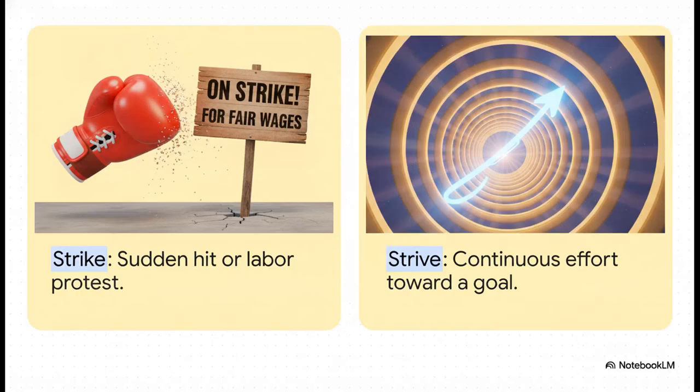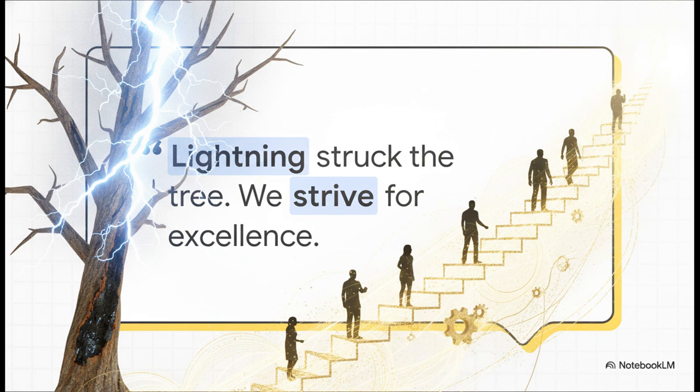Let's move to strike and strive. Strike carries a sudden impact or a collective, abrupt action. It's sharp and immediate. Whereas strive is all about continuous, persistent effort toward a goal. It's definitely not a one-time event. It's a dedicated, ongoing process. See how the lightning struck the tree with a sudden, momentary burst of violent force? Contrast that with our second sentence. We strive for excellence. Striving for excellence is a continuous, living effort. It's a journey, not just a single flash.